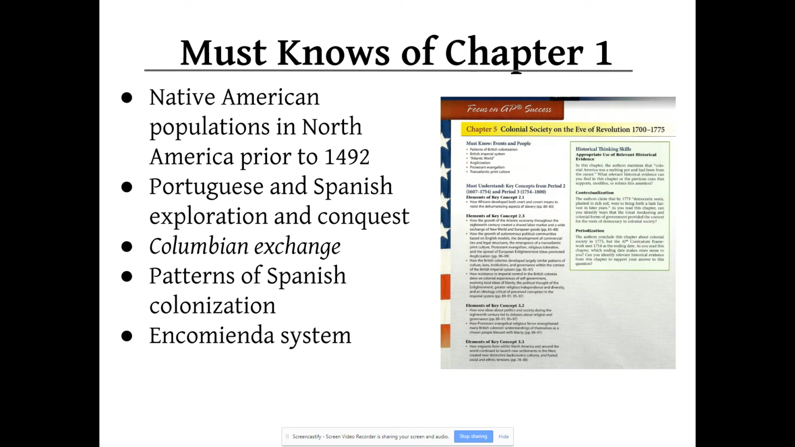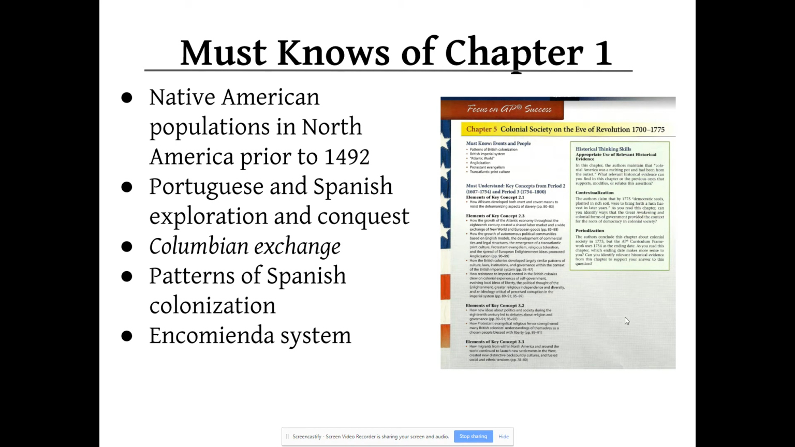Your American Pageant textbook does a really good job of laying out what you're expected to take away from the chapter, so be sure that you look at that before you start your reading assignments. This is an example of what I'm talking about from Chapter 5. It lays out simply the must-know events and people, and then it tells you the key concepts that are included in this chapter, and it even helps you with some historical thinking skills.